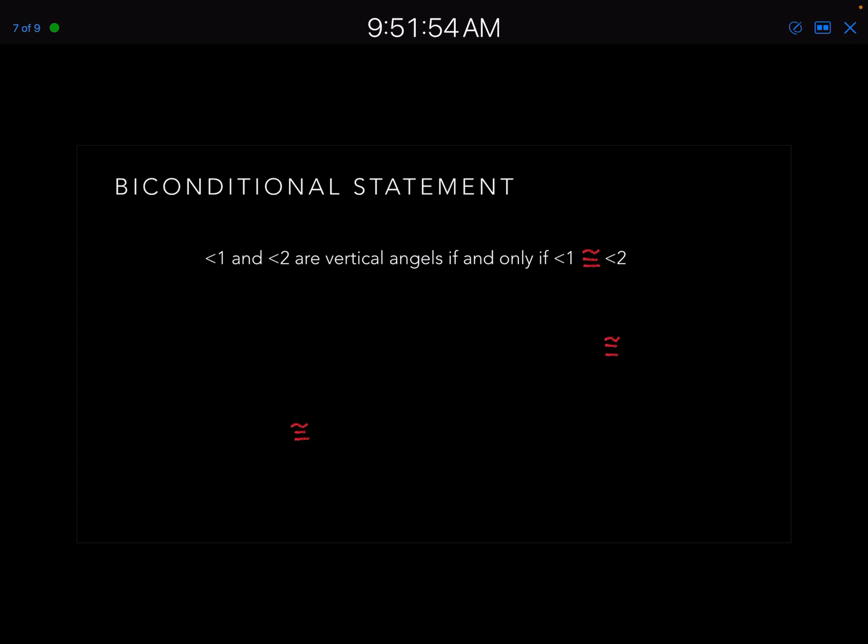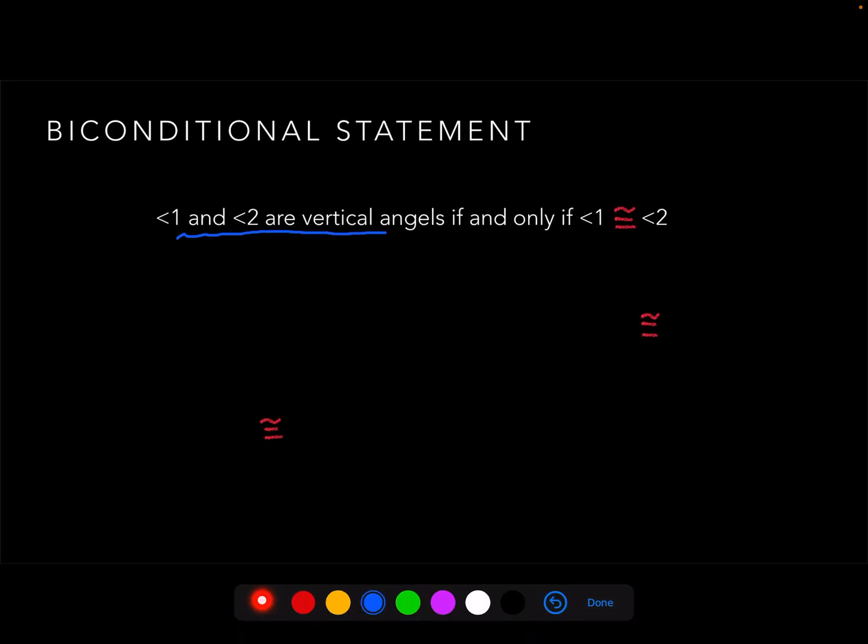What we want to do now is go the opposite direction. We want to take this biconditional statement and write the conditional statement and the converse of that. So if we think about what's our hypothesis and what's our conclusion: angle 1 and angle 2 are vertical angles. That's our P.